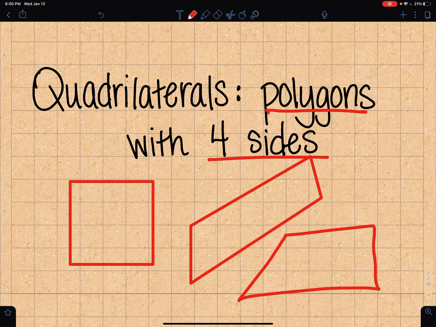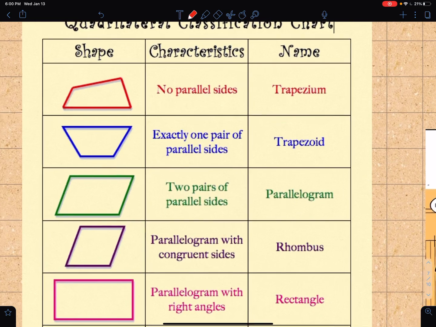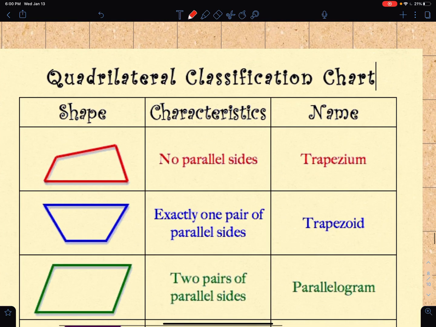Now, a quadrilateral is a polygon with 4 sides. That's all it has to have. It can look like any of these, and it's a quadrilateral. Now, there are further ways that you can classify a quadrilateral. You are used to doing this because you did this with your stuffed animals, right? You divide it into genus and species, order, class, family. This is kind of like the same thing, but with shapes. So the biggest definition is the quadrilateral. It's just a polygon with 4 sides.